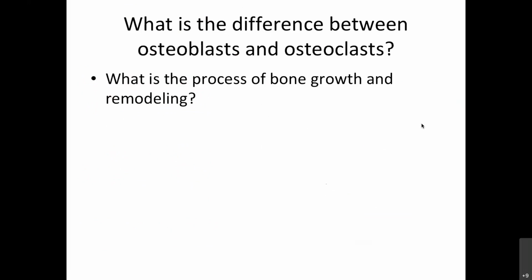So the next question I got is, what is the difference between osteoblasts and osteoclasts? And I also got a few questions about the process of bone growth and bone remodeling. So I'm just going to go through that briefly.